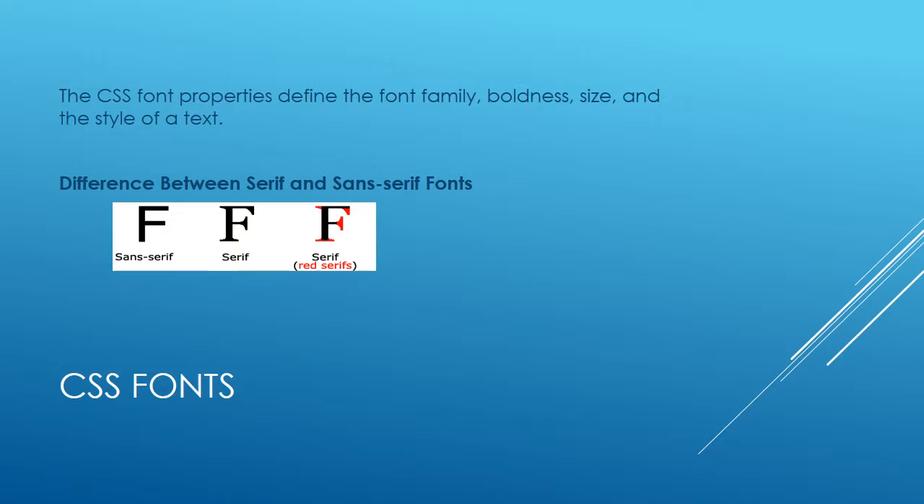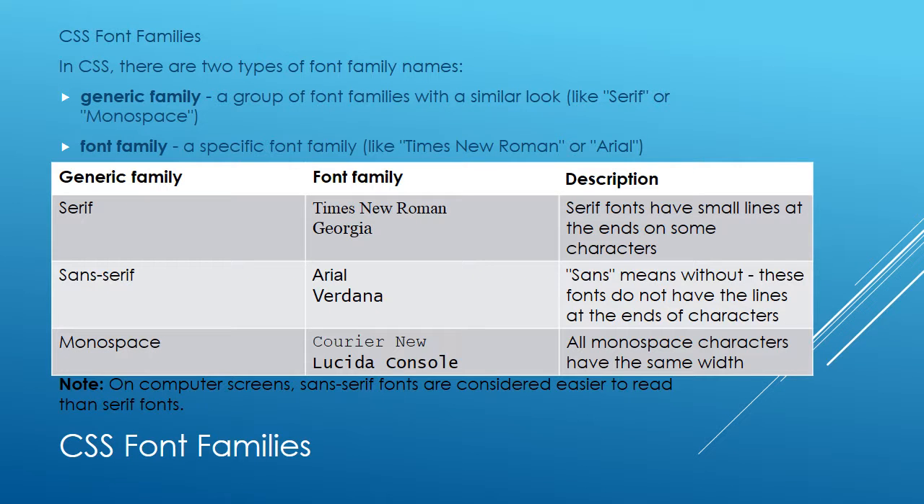CSS fonts. The CSS font properties define the font family, boldness, size, and the style of a text. Notice the difference between serif and sans-serif fonts. CSS font families. In CSS, there are two types of font family names. Generic family, a group of font families with a similar look, like serif or monospace. Font family, a specific font family, like Times New Roman or Arial.